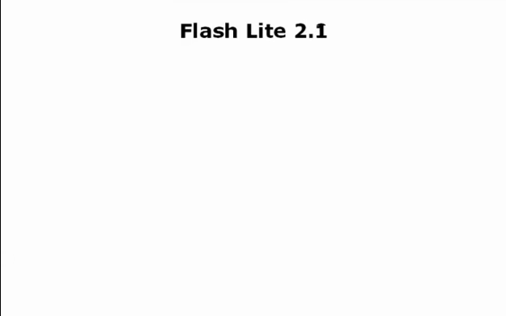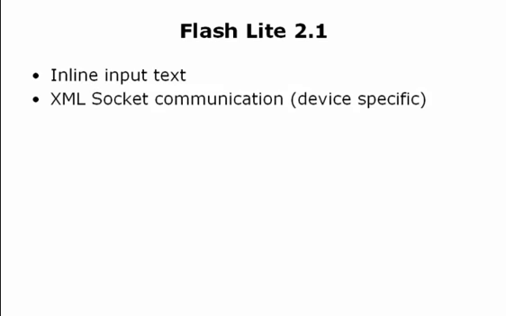Flash Lite 2.1 added a couple of important features. It provided inline input text. In previous versions, if the user wanted to enter text into your Flash Lite application, a text input opened up from the user's device. In Flash Lite 2.1, users can enter text directly into your Flash application. Flash Lite 2.1 also provided support for XML socket communication, allowing continual connection to special servers. The support for this is device-specific. And Flash Lite 2.1 also added support for Brew. Brew is both a method of publishing Flash and an ecosystem that provides for distribution and revenue generation.